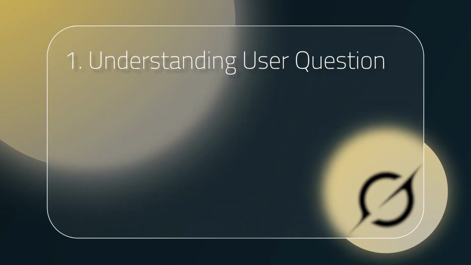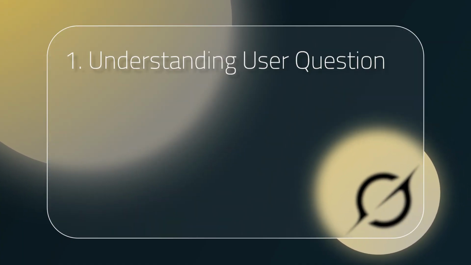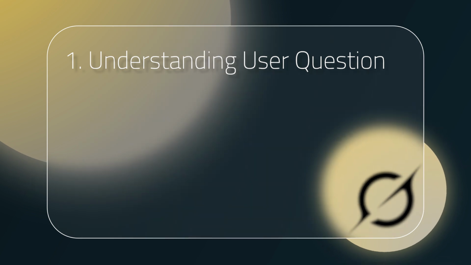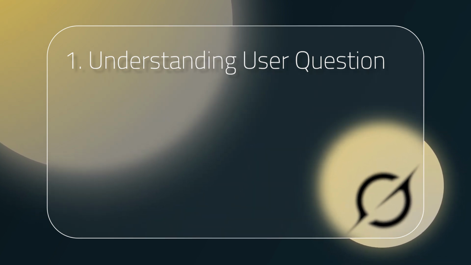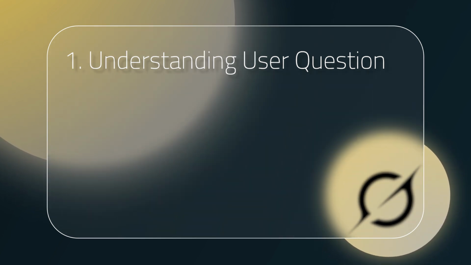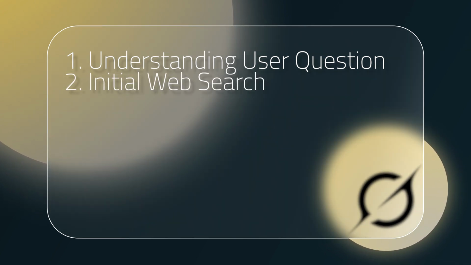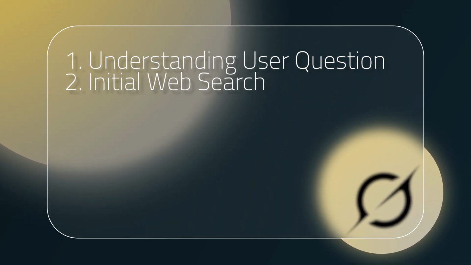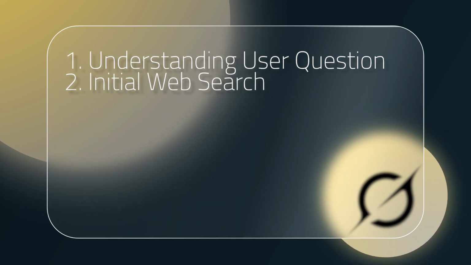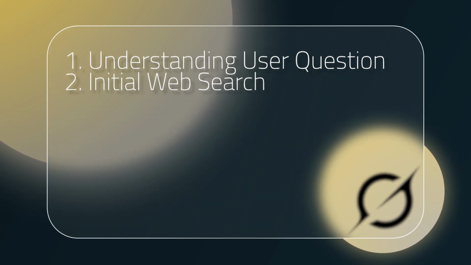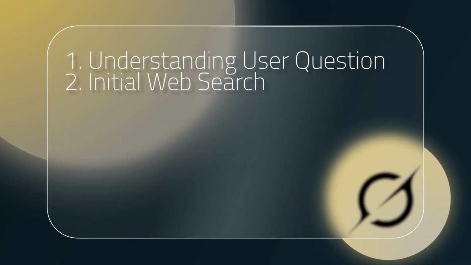So the first step is understanding the user question. The agent breaks down the user query to make sure that it gets the key terms, the context, and the level of detail required right. The next step is the initial web search for broad information. It basically uses web searching tools with a broad query on the topic to gather an overview and locate potential sources.